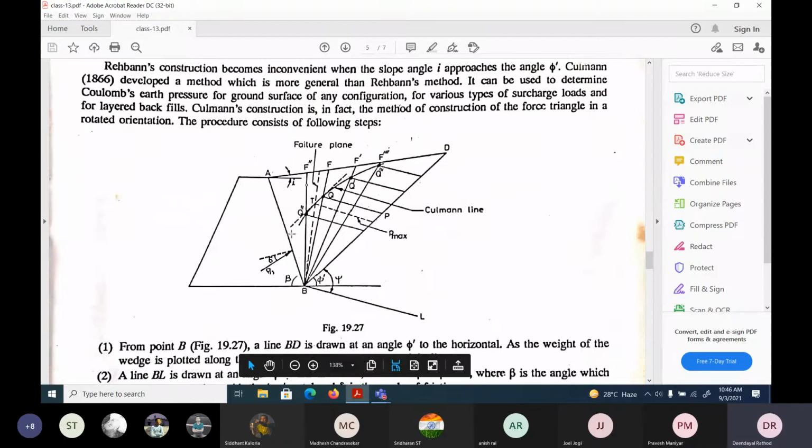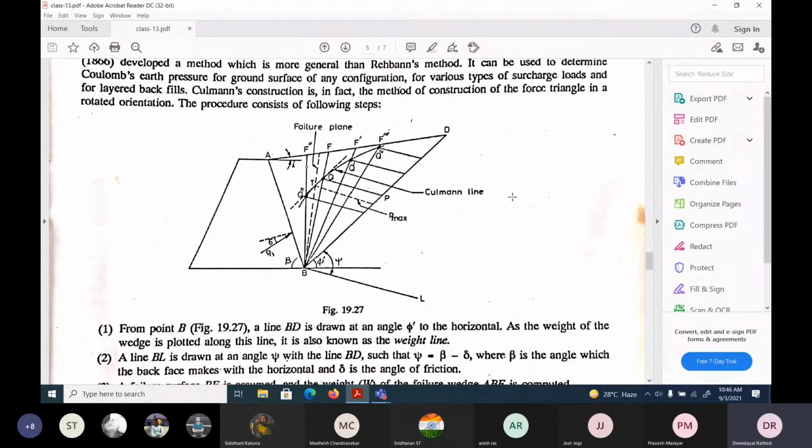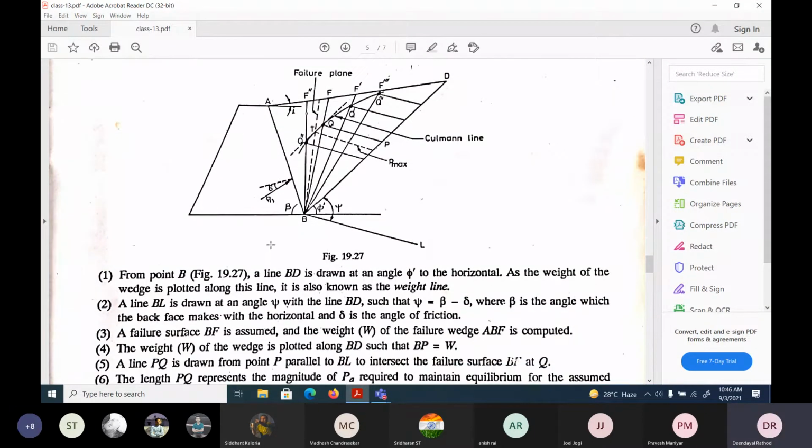The procedure follows here. Just have a look here. This is the wall, this is the AB. First, what he has done is he has assumed the failure wedge. It's very, very interesting actually. What he says is in a different way. So from point B, look at that picture. These Rebhann and Culmann methods are graphical methods. Just try to understand it.